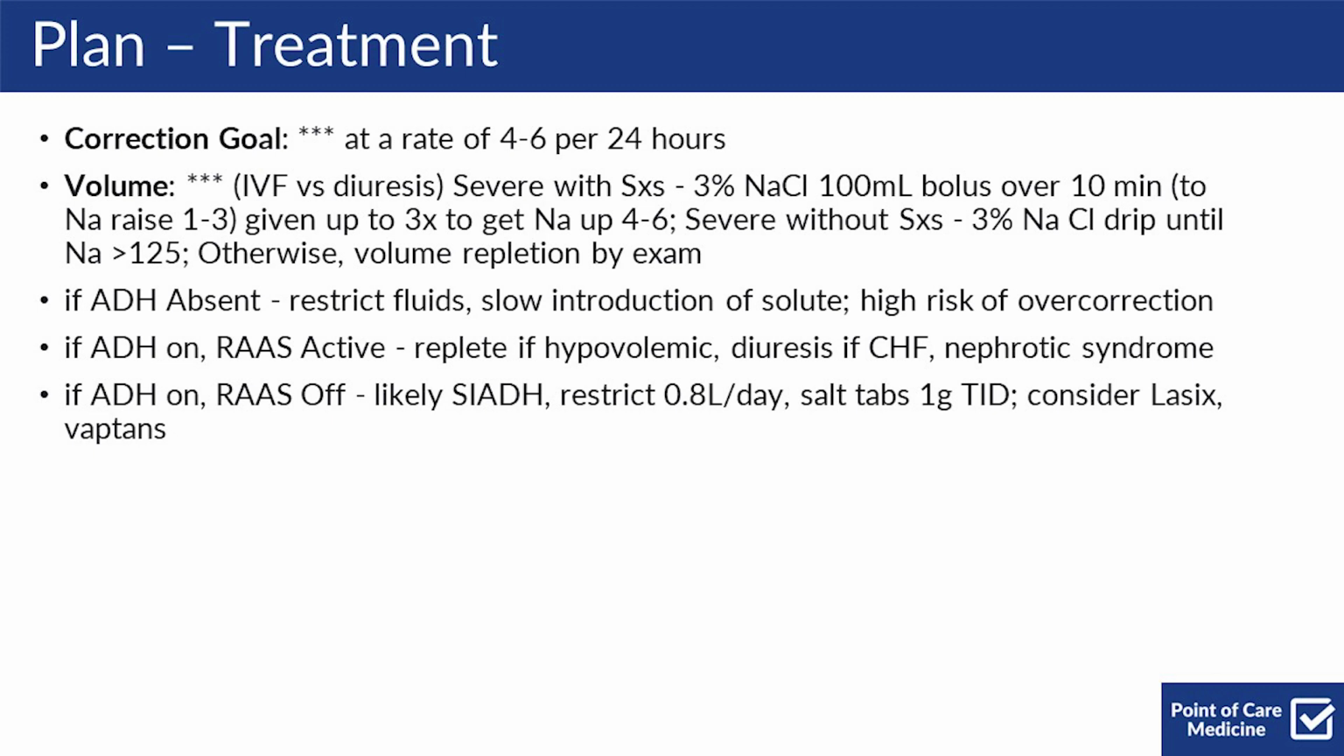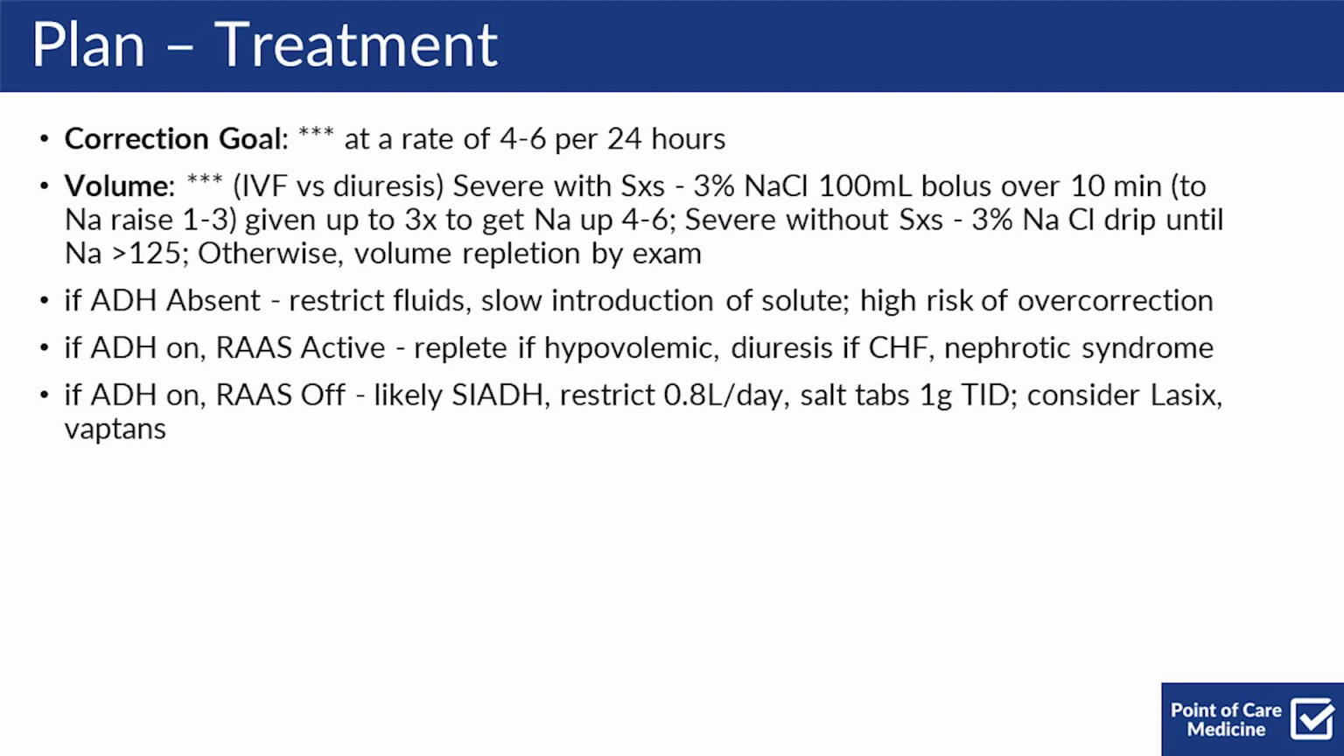If someone comes in with severe hyponatremia with symptoms, you give 3% sodium chloride, 100 milliliter bolus over 10 minutes, and this is to raise your sodium anywhere from 1 to 3 points, and you can give this up to 3 times to get the sodium up 4 to 6 points. If it's severe without symptoms, you can give a hypertonic saline drip until the sodium is over 125. Otherwise, you can just do volume repletion by exam or diurese.